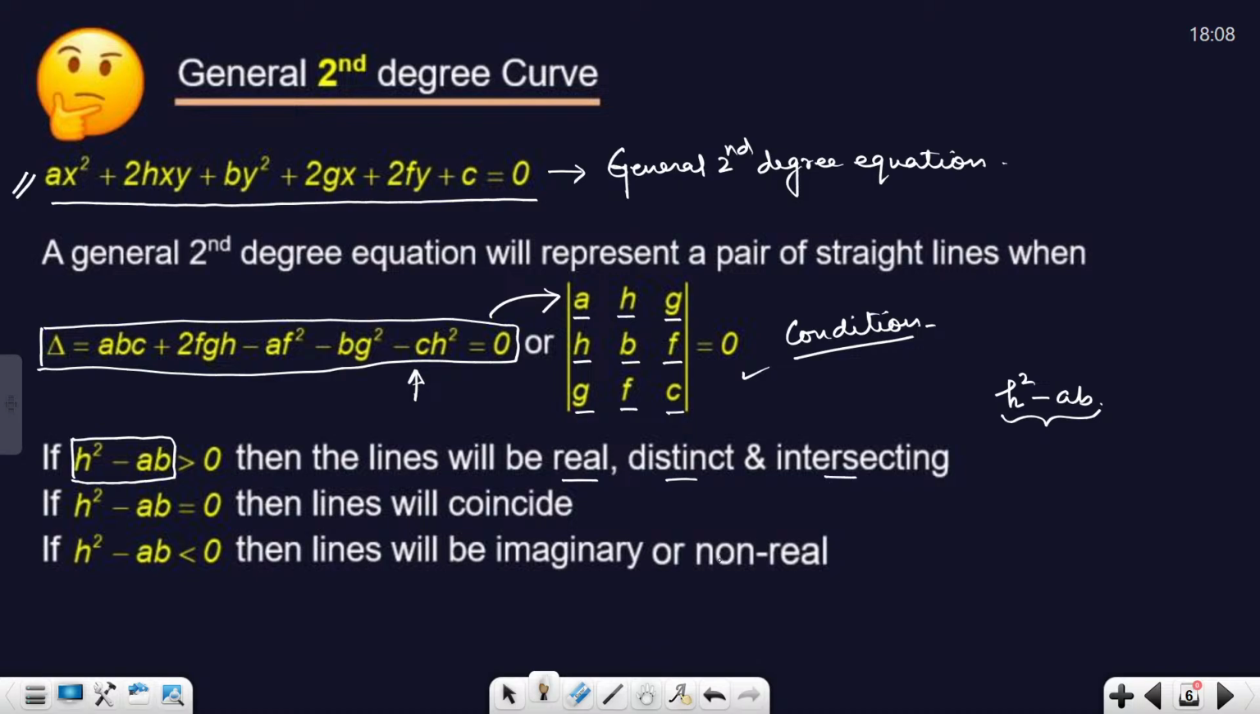If you find that h square minus ab equals 0, the two lines will be coincident. There will be two coincident lines. And if you find that h square minus ab is less than 0, then no such real straight lines are possible. In one way, we can say that the lines will be imaginary. That's it. Okay? So we have to remember this condition, and to know the nature of the lines, we have to calculate h square minus ab, and according to its sign, we will say its nature.